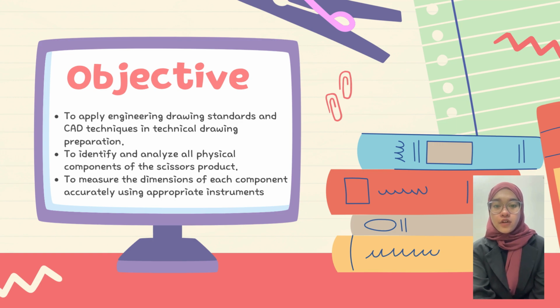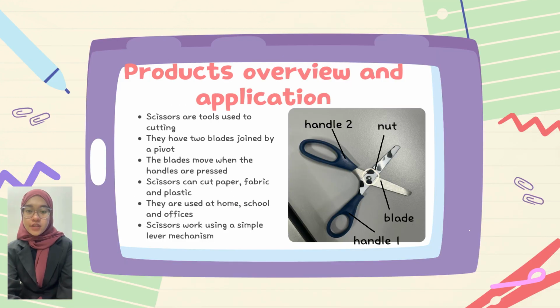So our objective for this project was to apply engineering drawing standards and CAD techniques in technical drawing preparation. Secondly, to identify and analyze all basic components of the scissor product, and to measure the dimension of each component accurately using appropriate instruments. So the selected product is a pair of scissors.